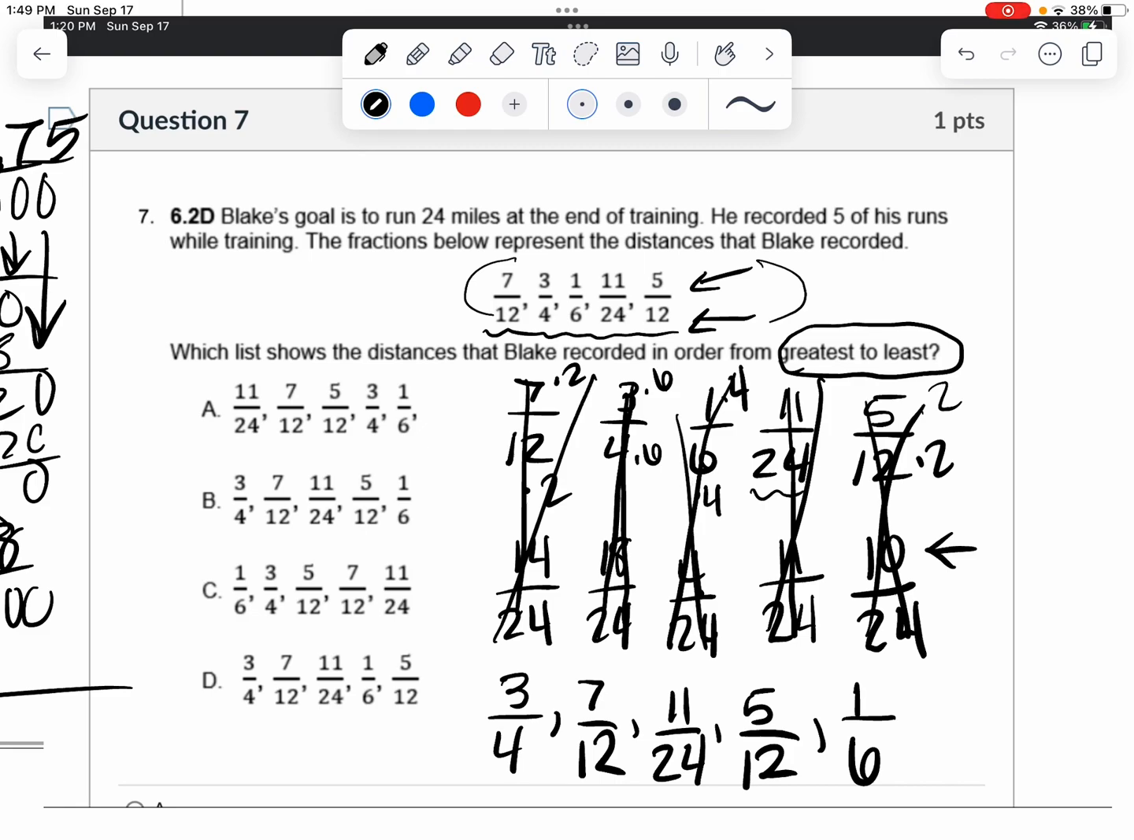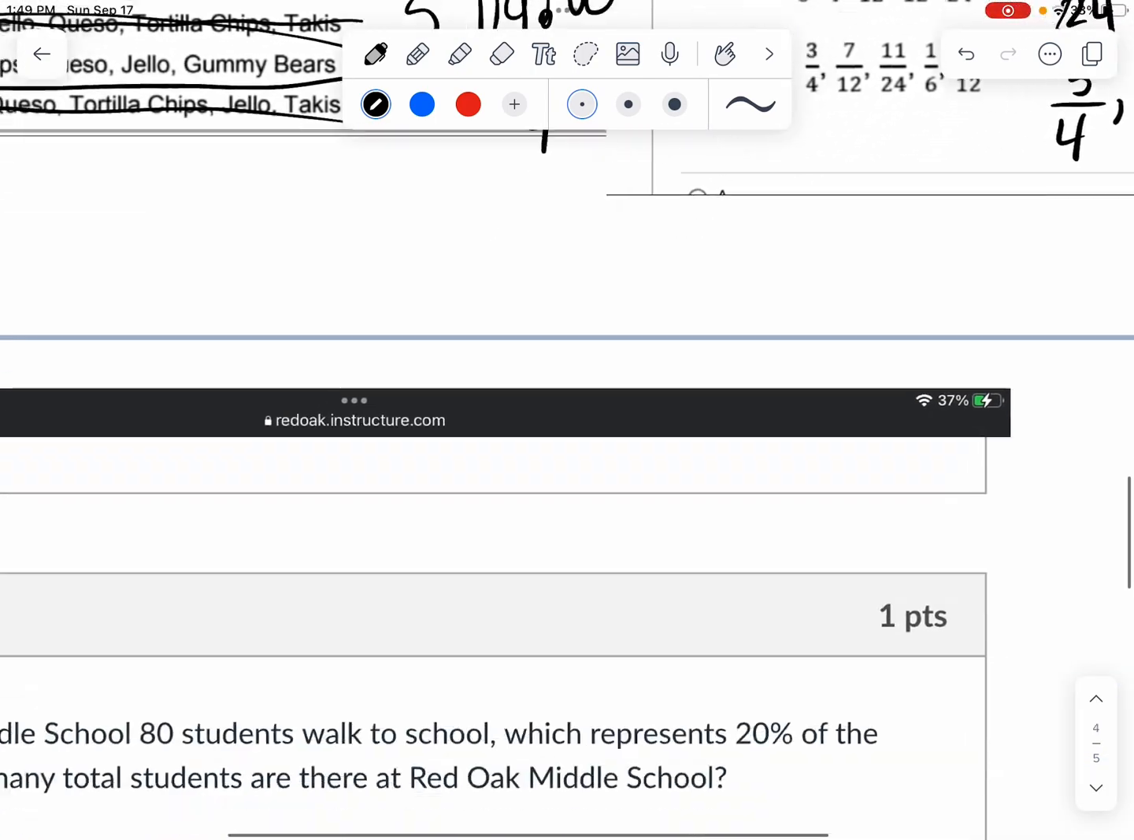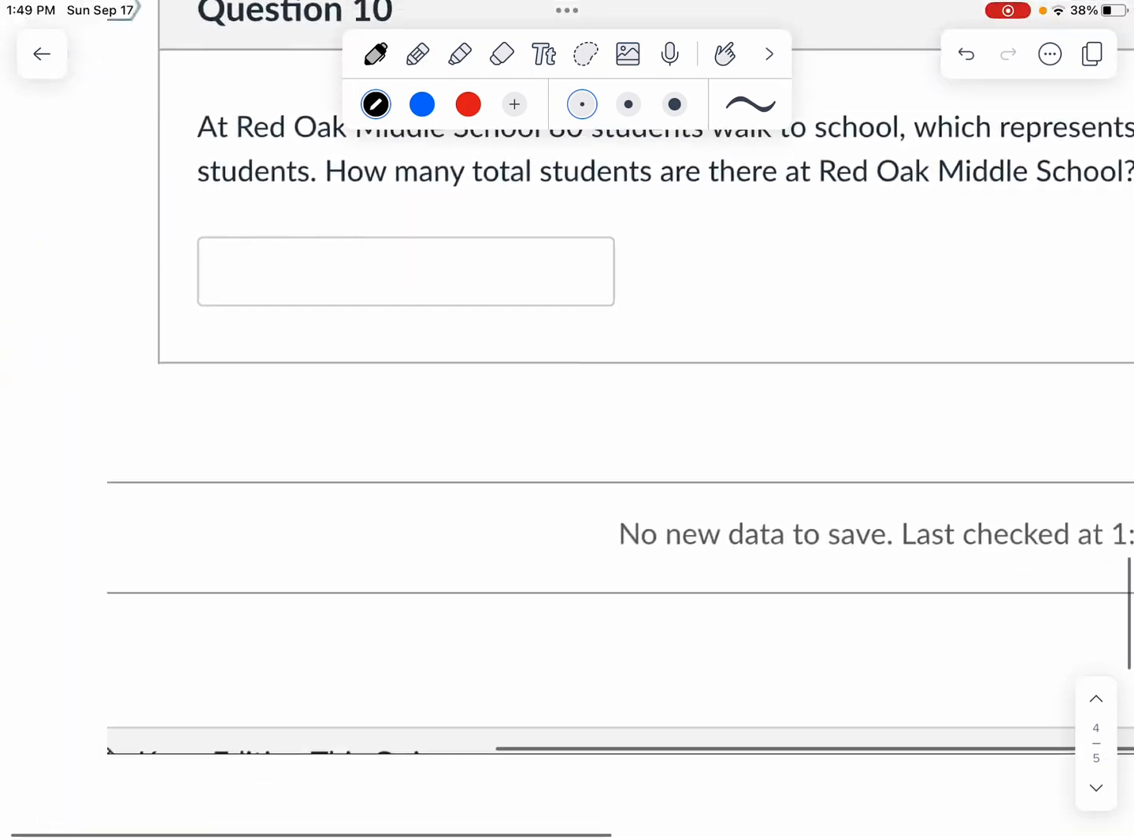And then we are done, so I'm going to go look at the answer choice, which is going to be the answer B. All right, we have 3 more, and then we are done. I'm going to go down here.